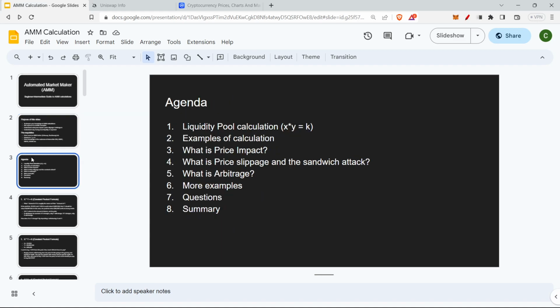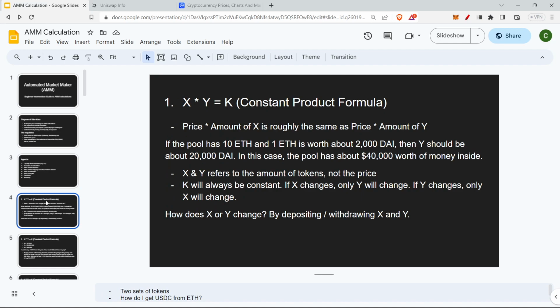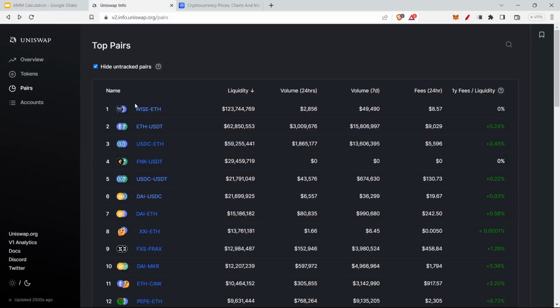Now, what we're going to go through today is firstly, we're going to talk about what x times y equals k is, and we'll talk about some examples. Next, we'll look at the price impact, price slippage, and arbitrage, followed by more examples, and lastly, I have some questions for you.